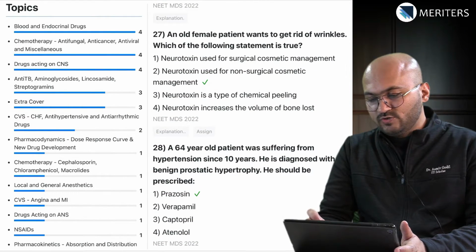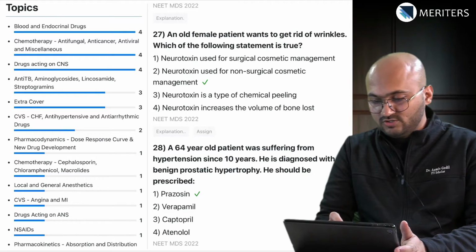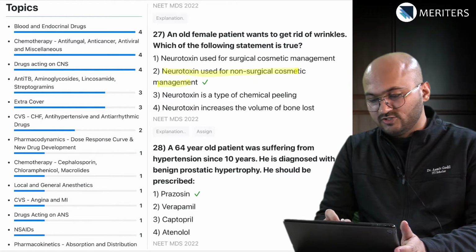An old female patient wants to get rid of wrinkles. So this is about Botox. Neurotoxin used for non-surgical cosmetic management.